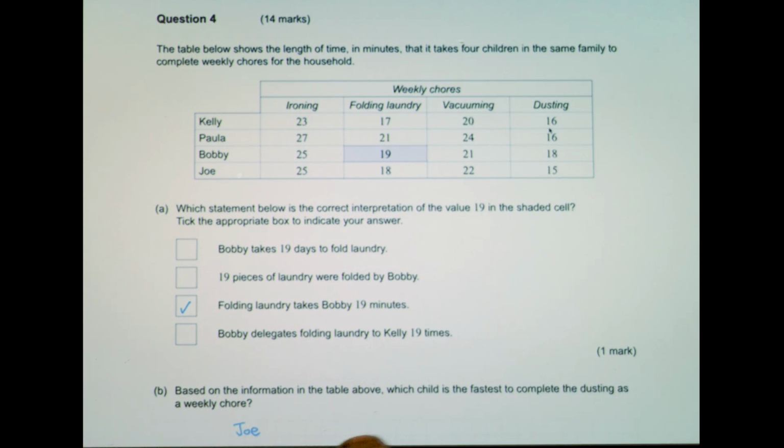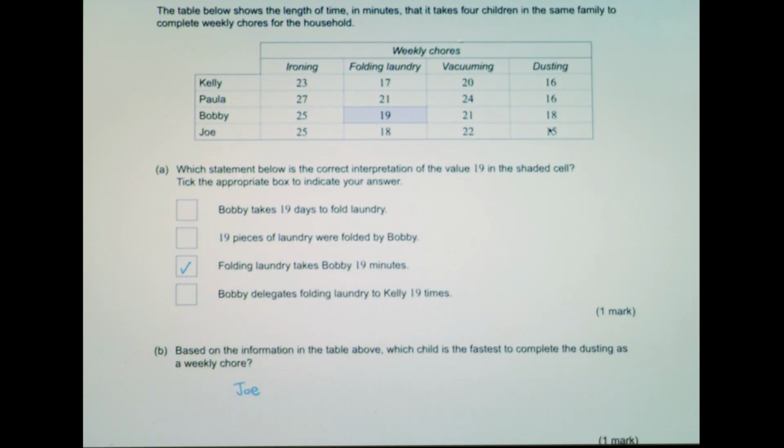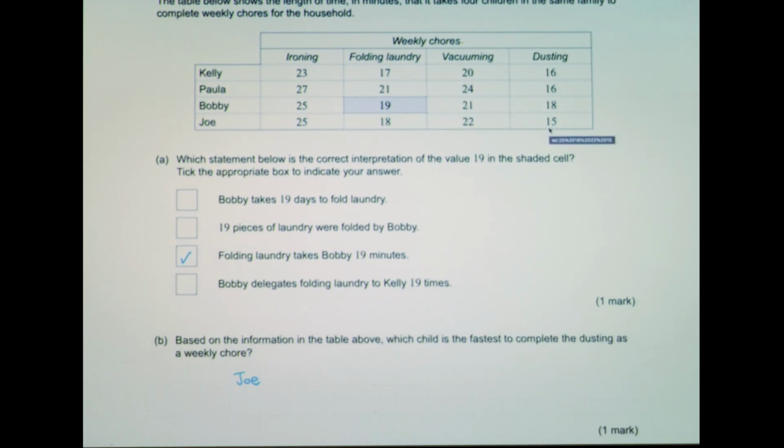So we've got a situation where we've got 4 children and they've got weekly chores, and we're looking at initially just pulling out the correct interpretation of what 19 represented. So it was to do with Bobby taking 14 minutes to fold laundry. Again, another interpretation question in B, based on the information above, which child is the fastest to complete the dusting?